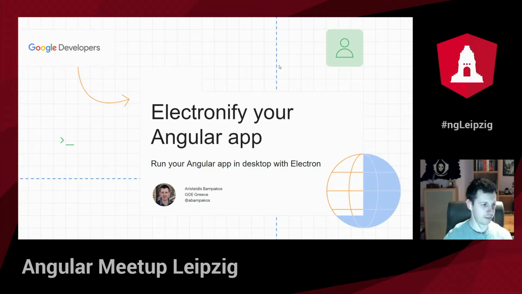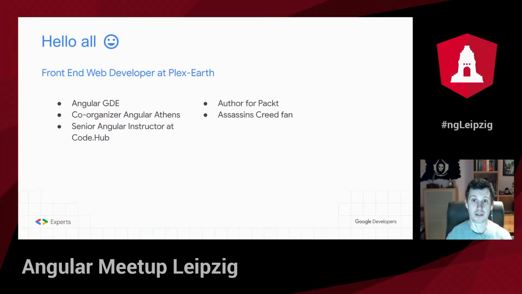So let's get started. First of all, I would like to say some things about me. I work as a front-end web developer at Plexearth. I'm an Angular Google Developer Expert, and I'm also co-organizing a meetup just like this meetup, Angular Athens, in Greece. I also work as a senior Angular instructor at CodeHub, a private educational institute, where we teach the Angular framework to other developers and individuals. Apart from that, I'm a huge Assassin's Creed fan. As you can see behind me, I have the Assassin's Creed Black Flag. And also, I'm an author at Packt Publishing.